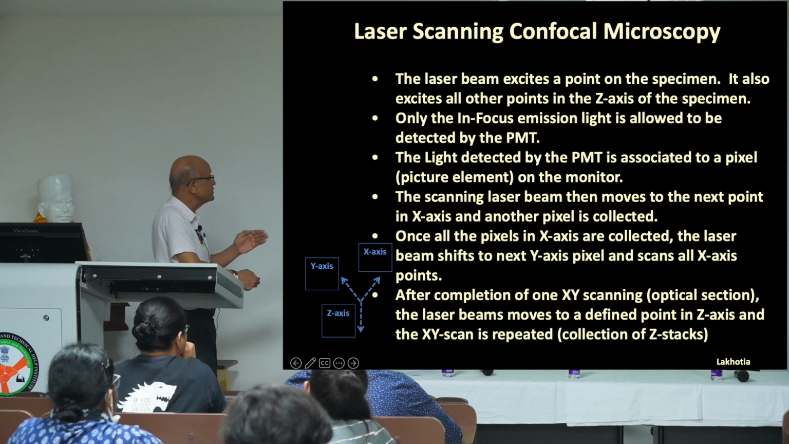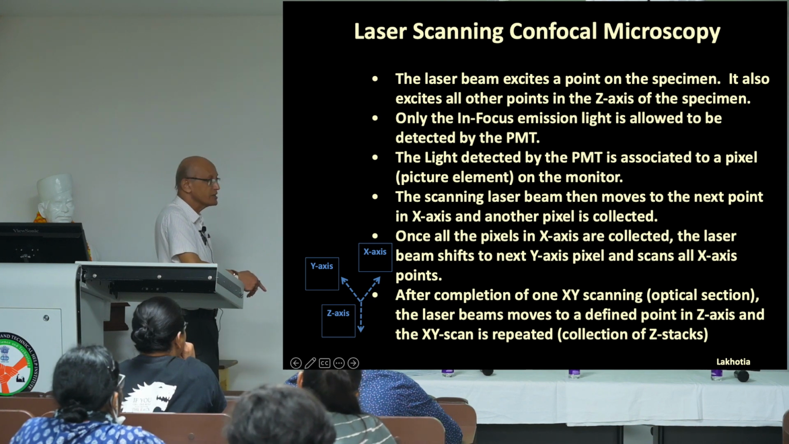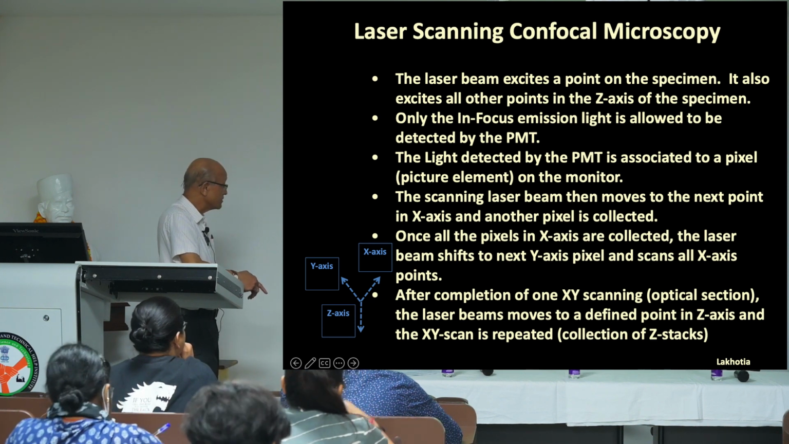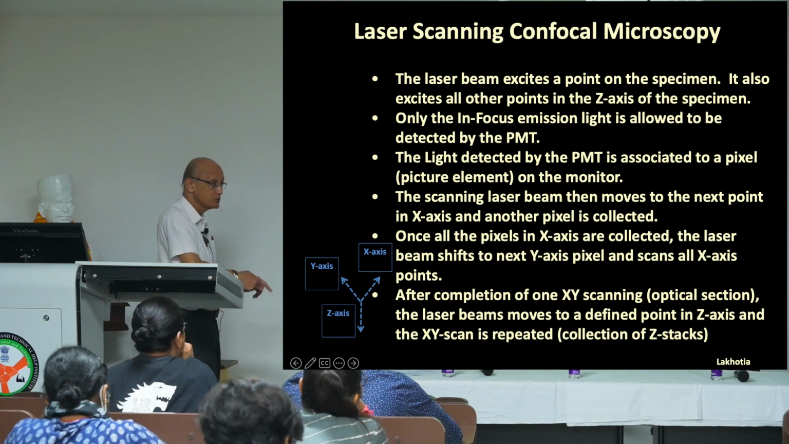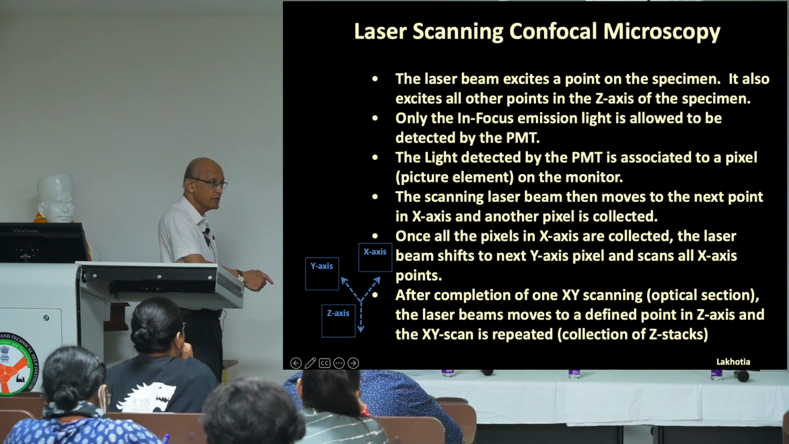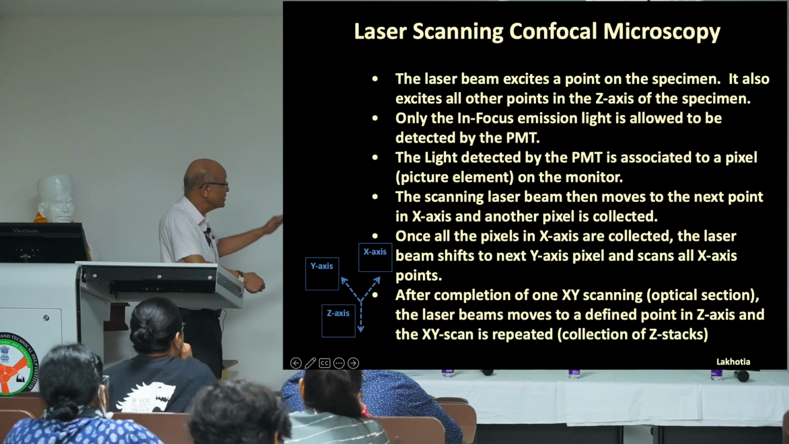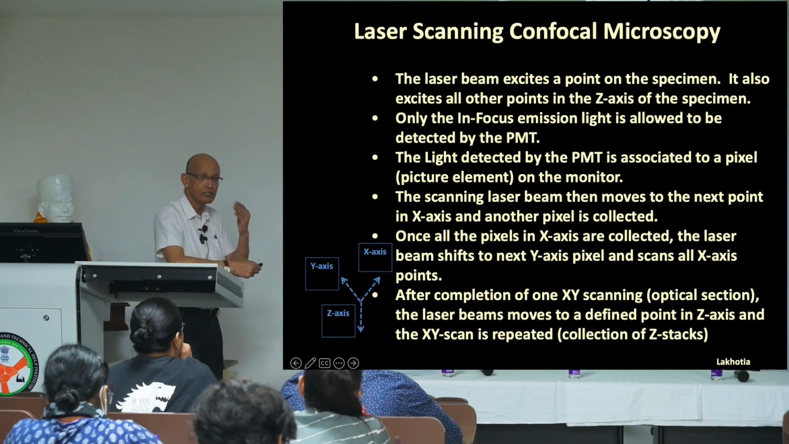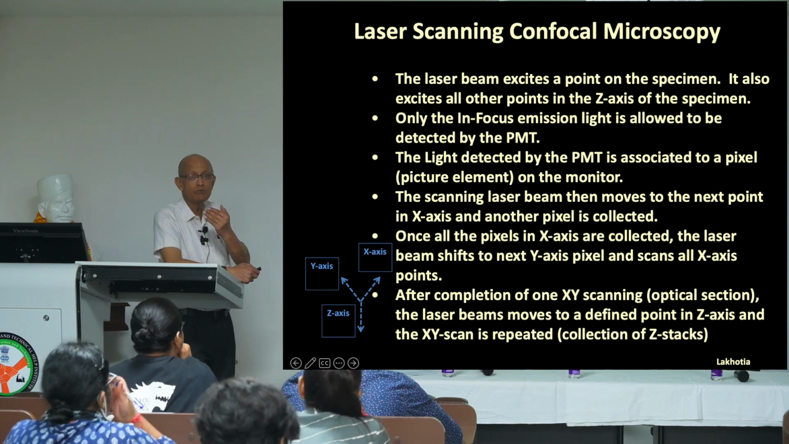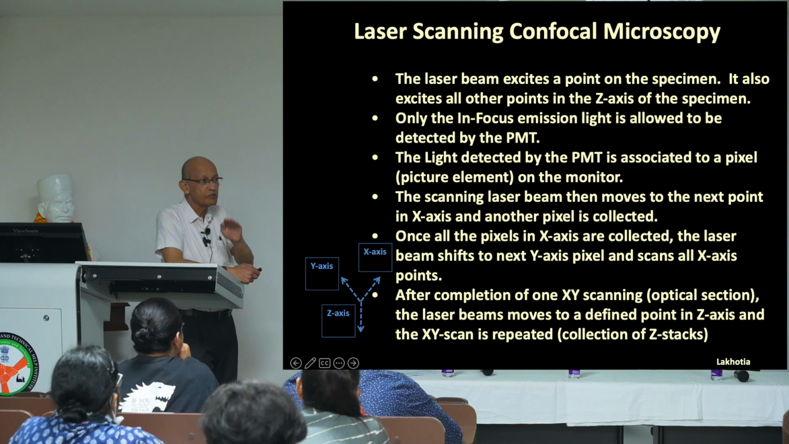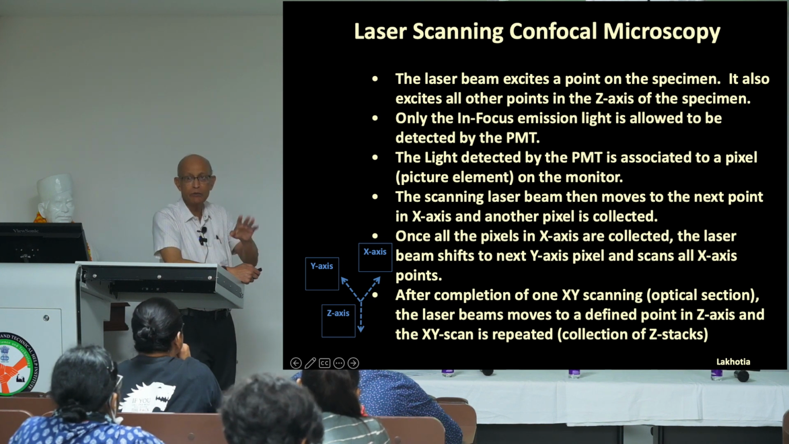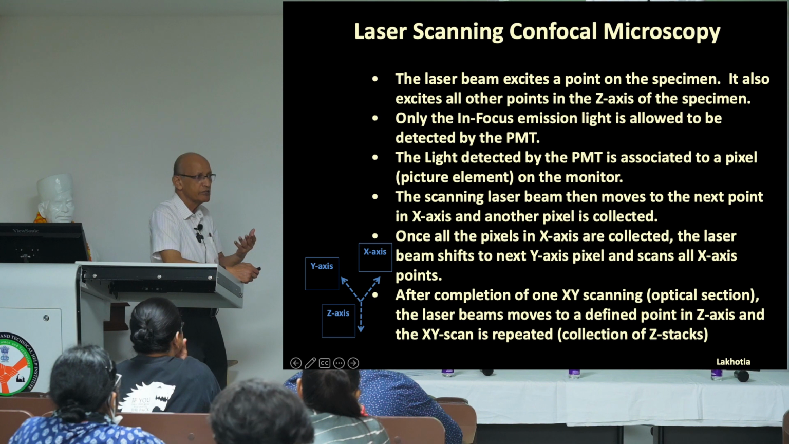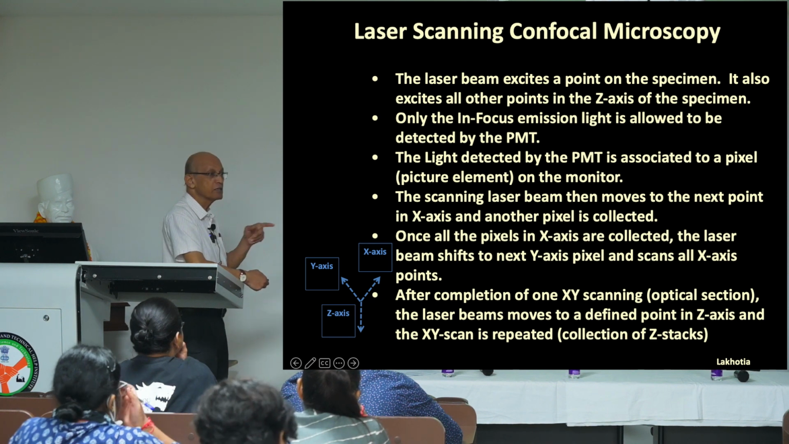So basically it then scans the x-axis, then the y-axis. On the x-axis it will scan all the points, move one step towards the y-axis, scan all the points, move towards another y-axis point, scan all of them. Once this entire area is covered, it will move in the z-axis by a determined step that you decide, whether it should move down by 0.2 micrometer or 0.3 or 1 micrometer or whatever it is, depending on the kind of microscope and the kind of information that you want, and then repeat the same XY scanning.